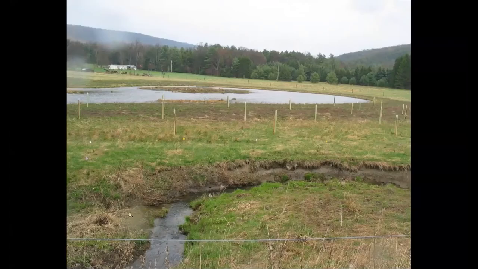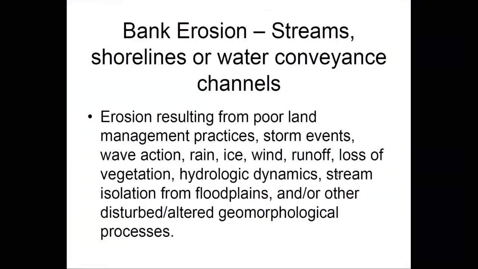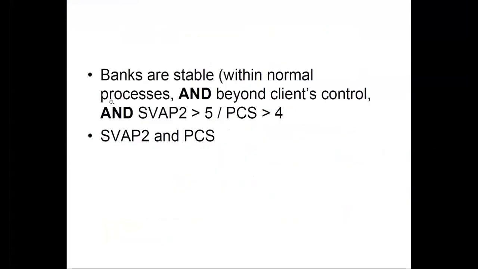Here is another resource concern right along here. This is bank erosion for streams, shorelines, or water conveyance channels. So, erosion resulting from poor land management practices, storm events, wave action, rain, ice, wind, runoff, loss of vegetation, et cetera, et cetera. Your objective is that your banks are stable with normal stream building processes, and your SVAP, Stream Visual Assessment Protocol, is greater than 5, and your pasture condition score is greater than 4. So your SVAP and your pasture condition score.